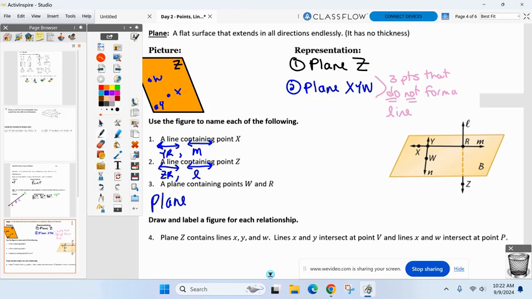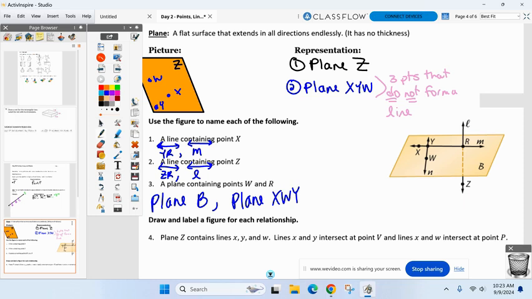Plane B. B, that's right. Remember the capital letter there? Also, I know most of you may have put any 3 letters that don't form a line. So let's see. X, W, Y would have been fine. The only thing that I would not accept would be plane X, Y, R.